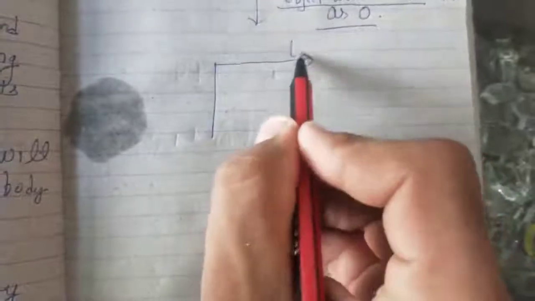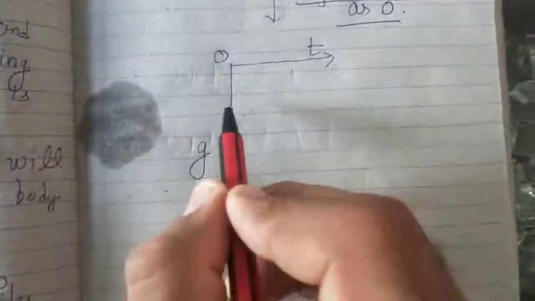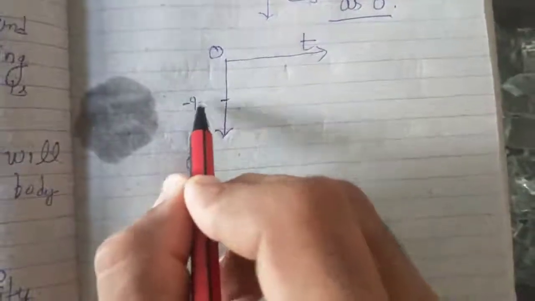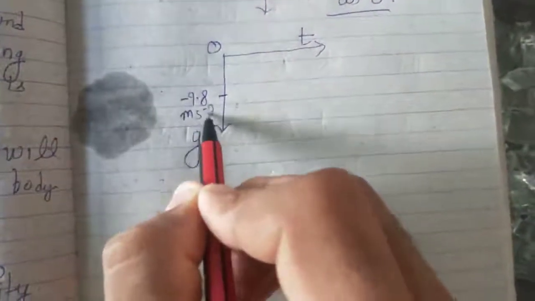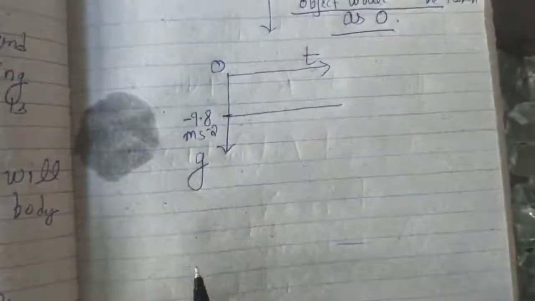So with time, what happens to this acceleration due to gravity? g is having the value minus 9.8 meter per second square. So at every time g will remain the same. So this is the graph of g with respect to t.